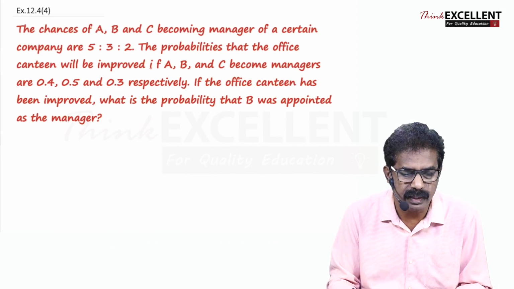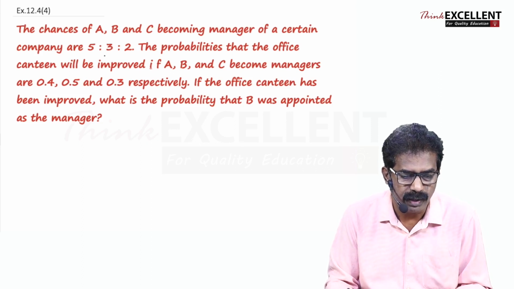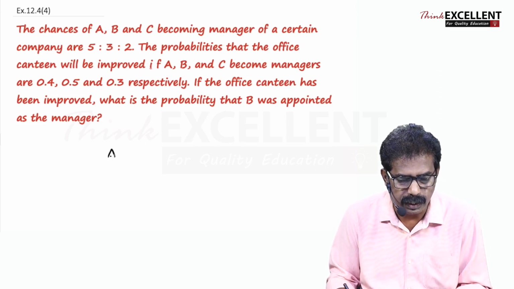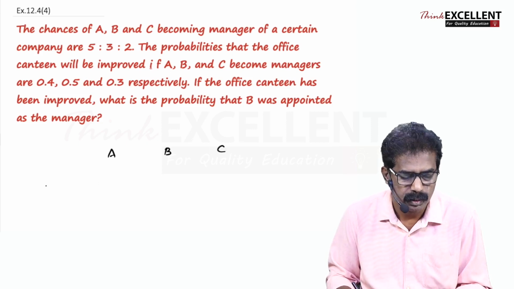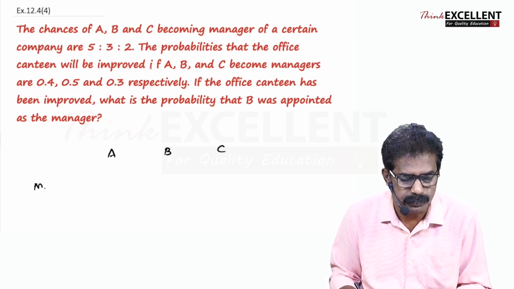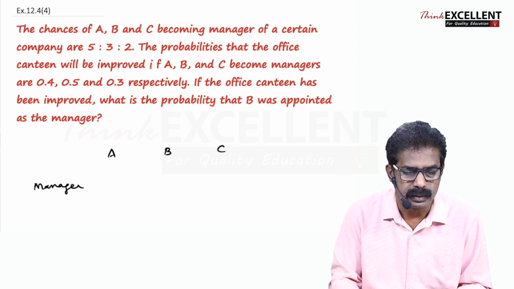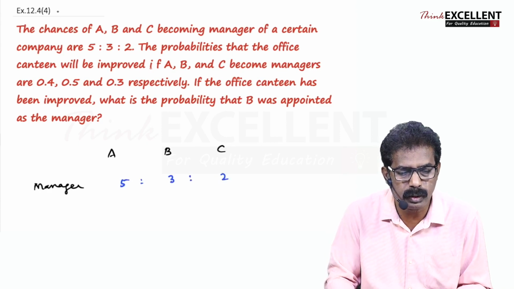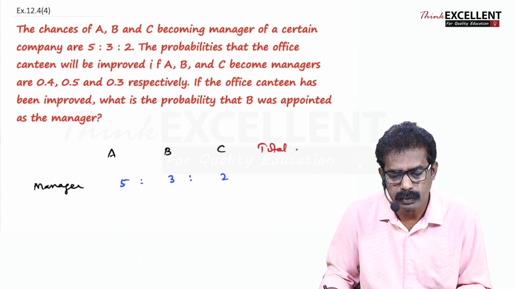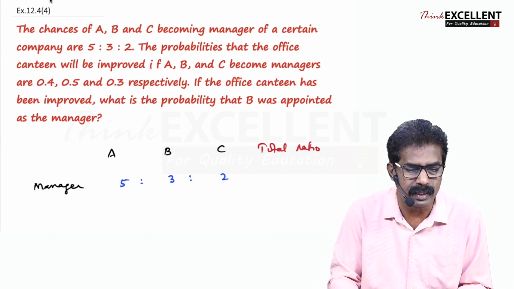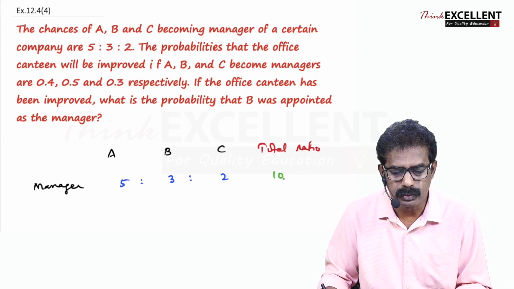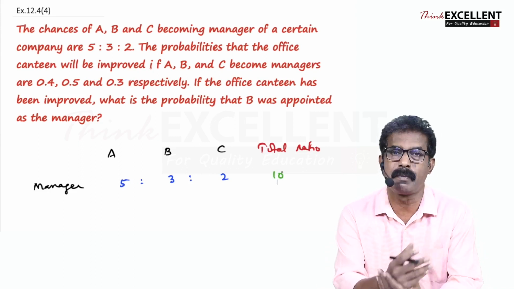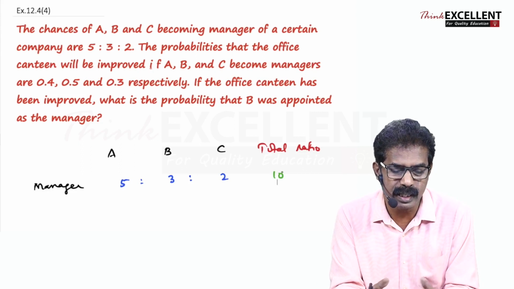The chances of A, B, C becoming manager of a certain company are 5:3:2. So A, B, C, there are 3 people. The chances of becoming a manager are 5:3:2. So the total ratio is 10, right? Total ratio is 10. So what is the probability of A becoming a manager? Total ratio is 10. A is favorable 5. So 5 by 10. Or you can say 1 by 2.